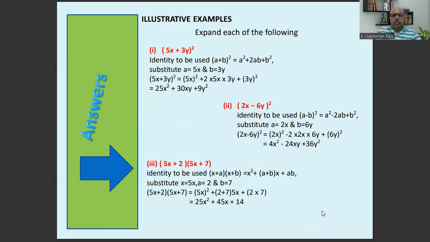Now let's go to the next thing. Let us take a few examples using those four identities which you have learned. The question asked will be "expand each of the following"; that is the way they will ask you, or they will write "expand" in the question. Now, (5x plus 3y) raised to 2. So here, what is the identity you are going to use?